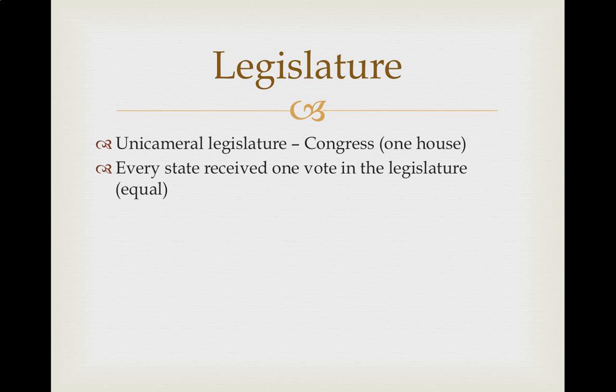So they had one house legislature called Congress, and every state had equal representation. Every state got one vote. Make sure you know that each state could send up to 7 delegates. So if Virginia wanted to send 7, they could. But it didn't matter how many delegates you had. You could have 2 delegates, you could have 7 delegates. They all had to agree, and they only got one vote.